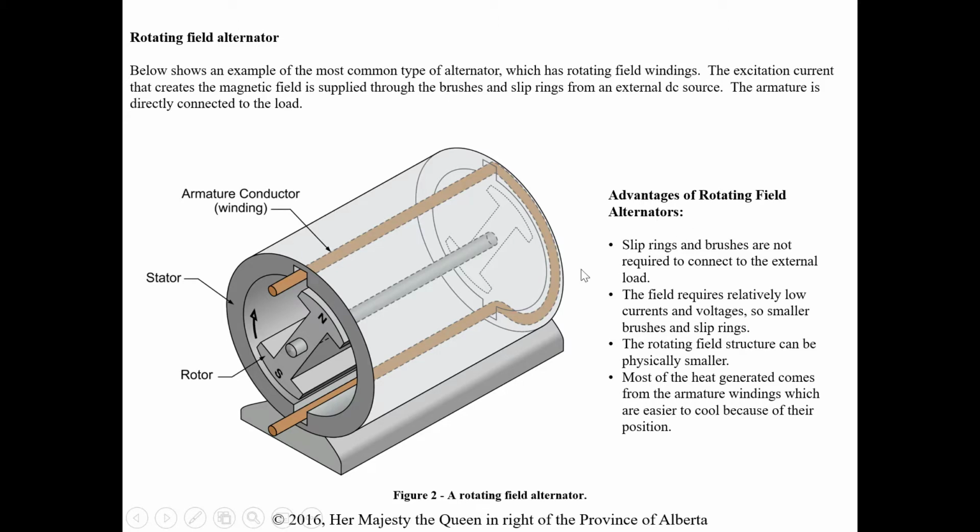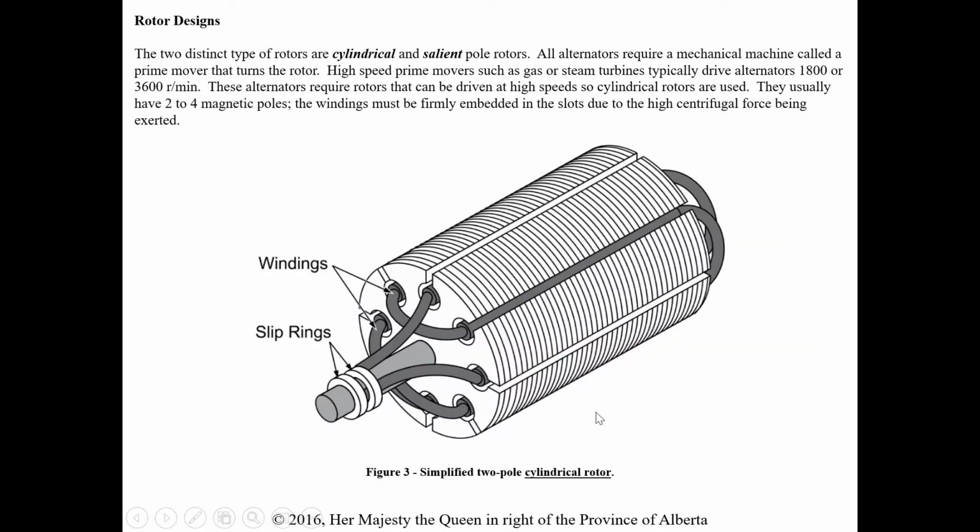Advantages of the rotating field as opposed to a rotating armature: the slip rings and brushes are not required to connect to the external load, so they don't have to be rated for that current. The field requires relatively low currents and voltages, so smaller brushes and slip rings, because it's just field current attached to those now. The rotating field structure can be physically smaller in comparison to the rotating armature, and most of the heat generated comes from the armature windings, which are easier to cool because they're in the stator. So those are the advantages.